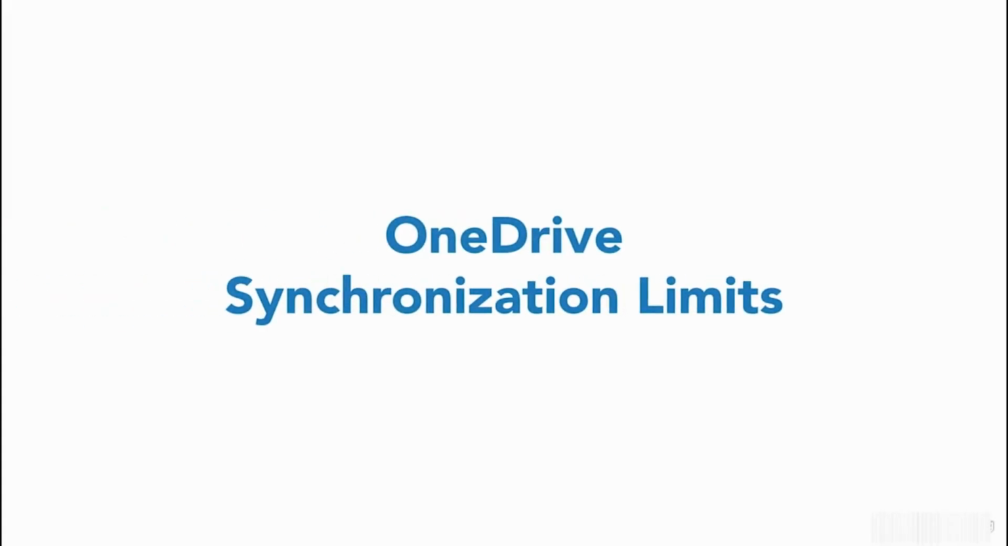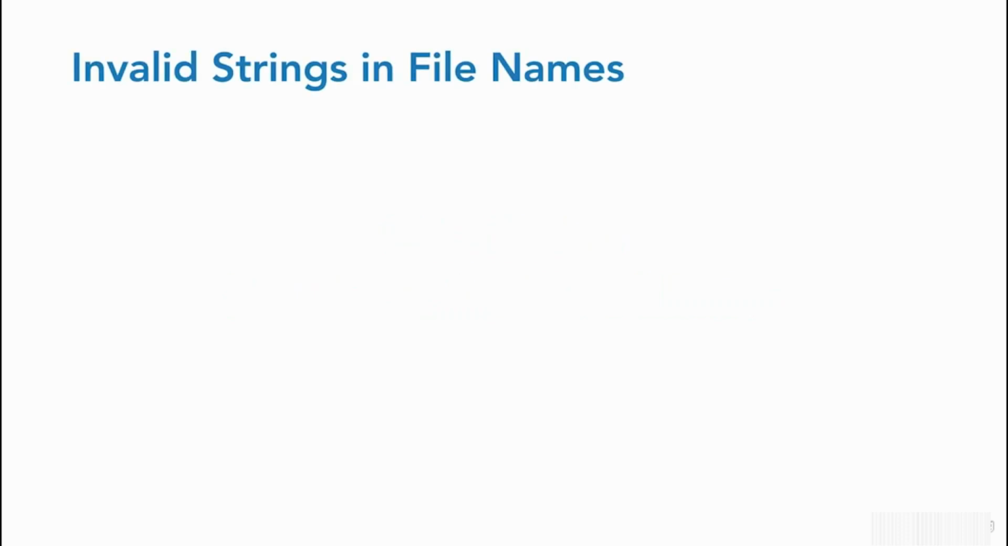To keep your local files in sync with OneDrive or SharePoint, Microsoft provides the OneDrive Sync Client tool to do this automatically for you. But there are some limitations that you need to be aware of, and if you violate any of these limitations, you may experience issues when syncing your files. To start with, you cannot have any of the following strings in your file names.